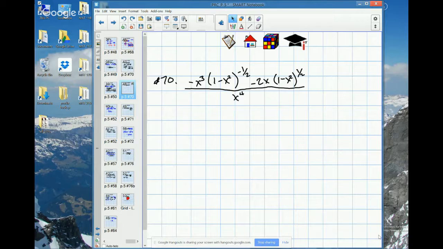That big top, do you see how we could, there's this term, and there's this term, right? Is there anything common to those two? Sure, the 1 minus x squared, we could take out the smaller one to the negative 1/2, okay? So I'm going to factor that top.